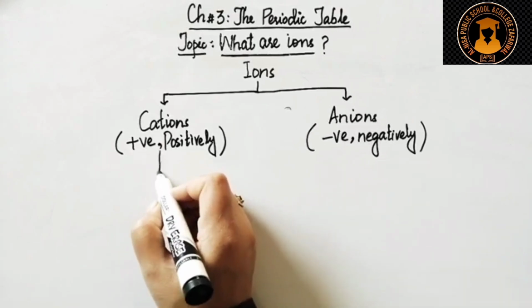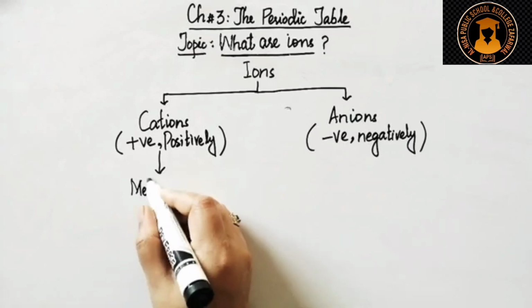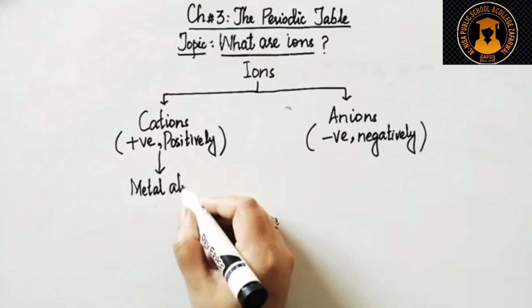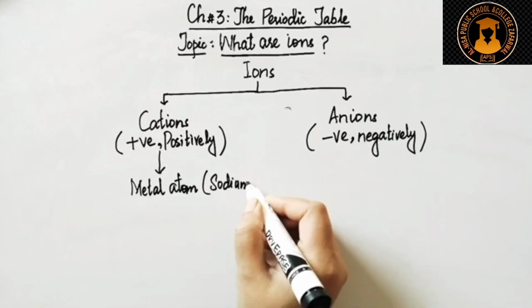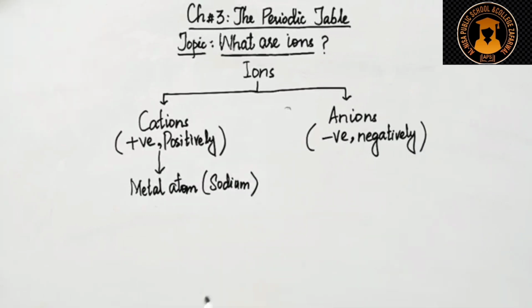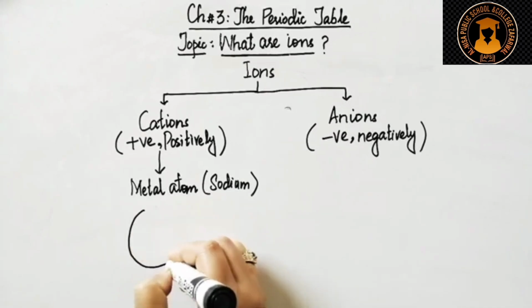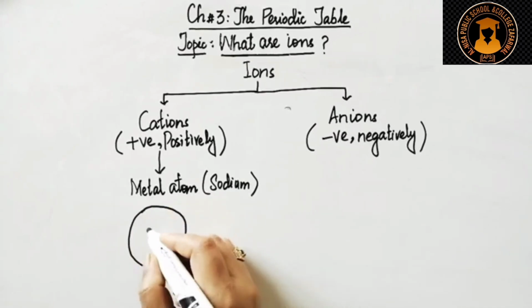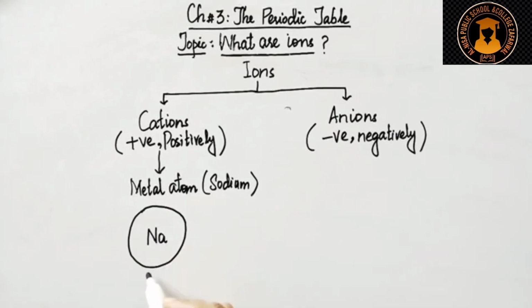One of the best examples of a cation can be formed from the metal atom. So when a metal atom such as sodium loses its one electron present in the outer shell, it becomes a positively charged ion. How is it possible? First, make the structure of the sodium atom. Sodium is represented by the chemical symbol Na. So in this form it is called a sodium atom.